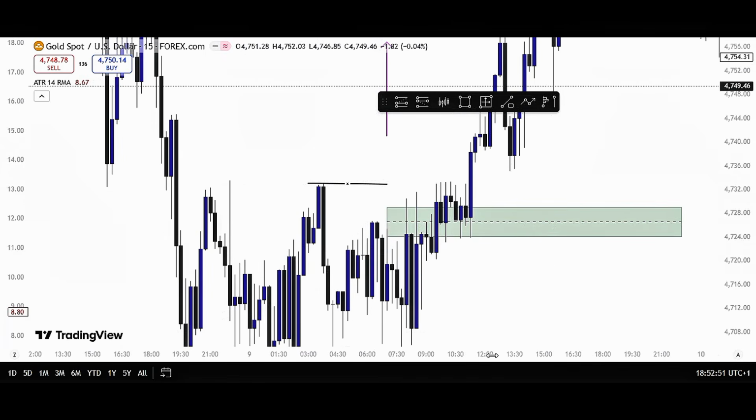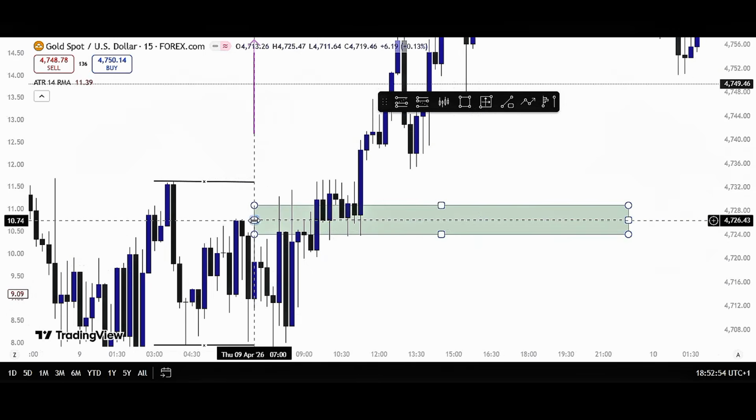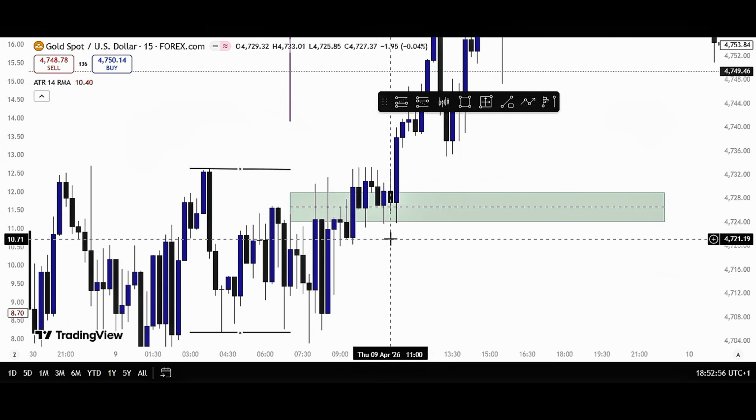It's going to be a little bit long. Alright, so this is the weekly area. You can see the area I drew on the lower time frame. So let's see what happened exactly.